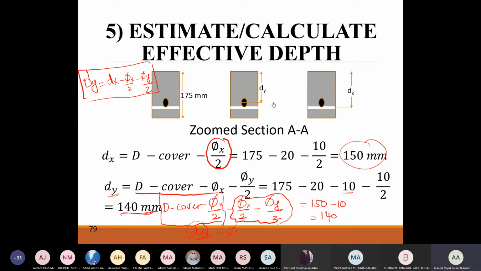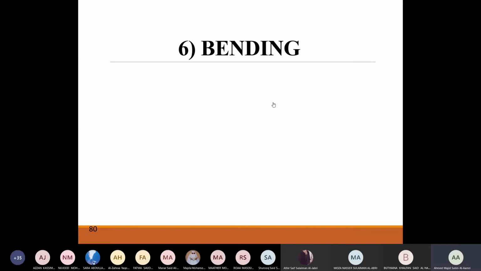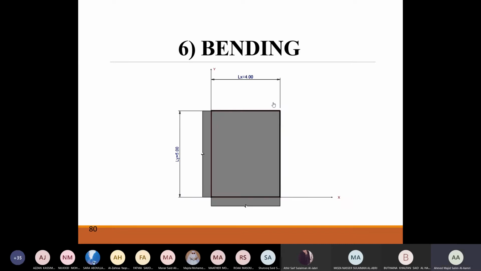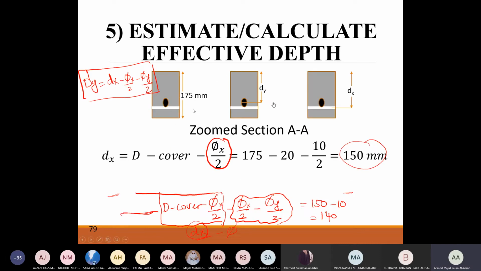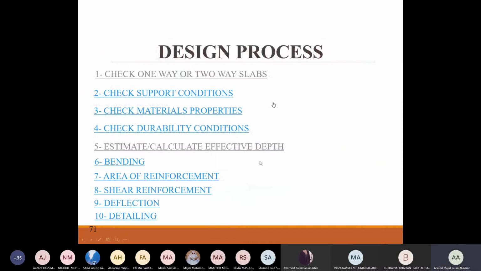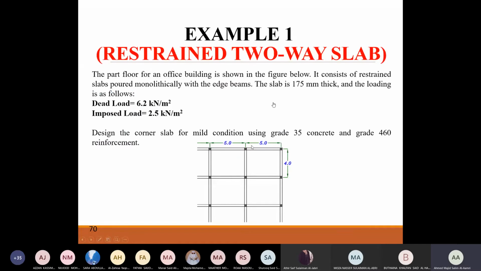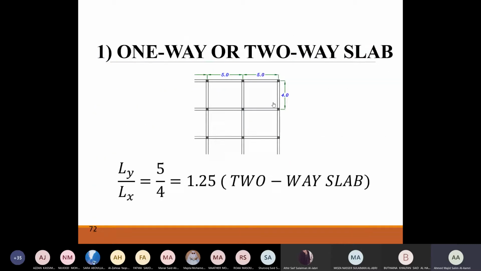Okay. So we have got our dx, we have got our dy. The next step is to find the bending moment. Now, this is my slab, and they said it's a corner slab. So we are referring to this slab. We are taking this slab, and because it's a corner slab, we want to draw the bending moment for it. So we are going to go for a slab.